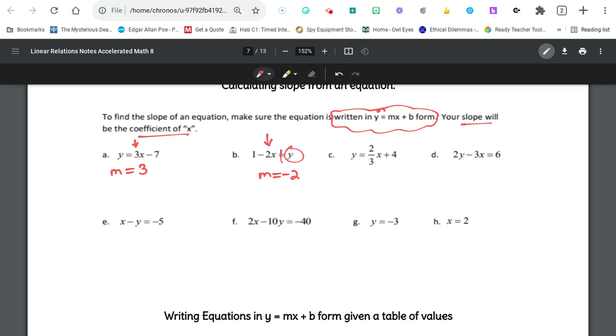You're just looking at the coefficient of x. C, y is already by itself. The coefficient of x is 2/3, so the slope is 2/3.